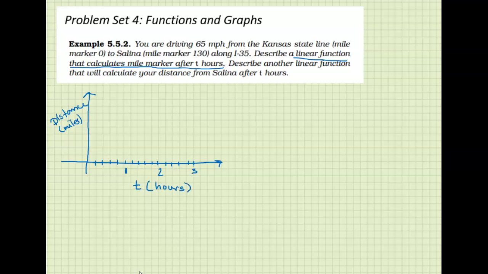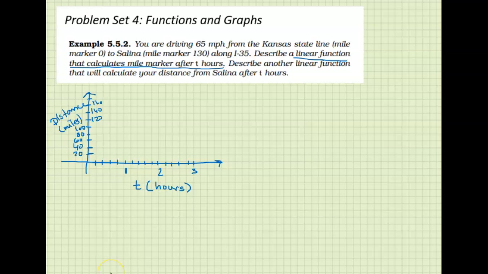So let's have that scale. And we're going to mile marker 130. So distance-wise, let's make this every 20: 20, 40, 60, 80, 100, 120, 140, 160, and so on. Each tick mark is 20 miles.